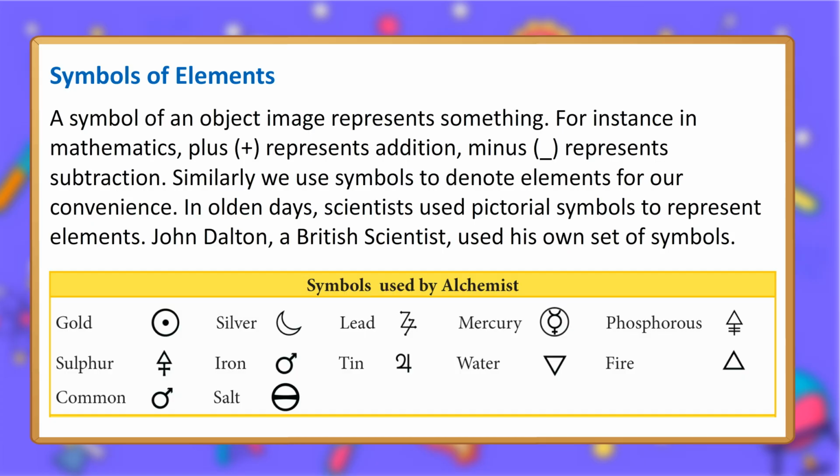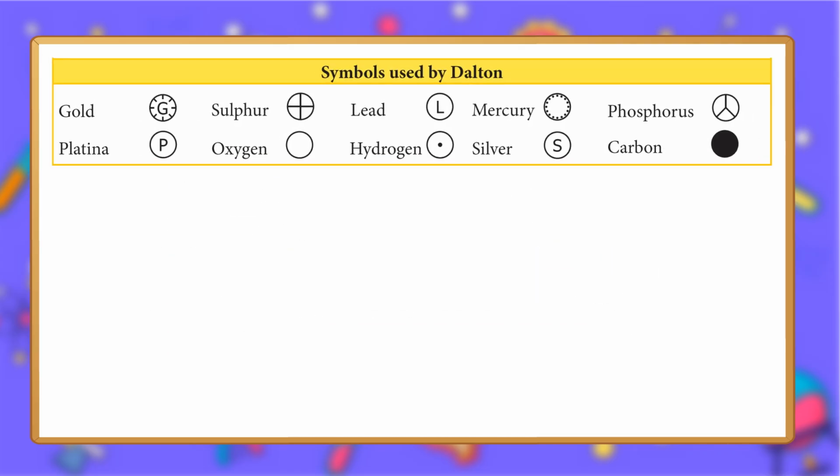Symbols used by alchemists: gold, silver, lead, mercury, phosphorus, sulfur, iron, tin, water, fire, common salt. Symbols used by Dalton: gold, sulfur, lead, mercury, phosphorus, platina, oxygen, hydrogen, silver, carbon.